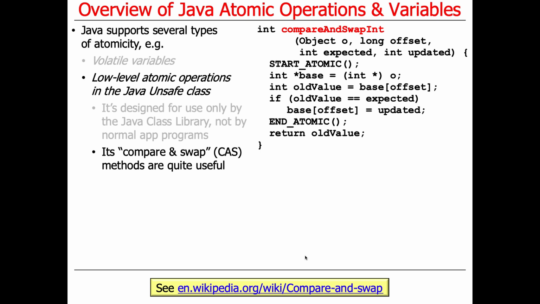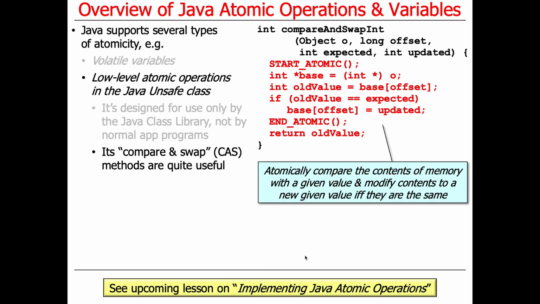So let's talk about what compare and swap does. If you look at it from a high level, it atomically compares the contents of memory with a given value and modifies the contents to a new given value if and only if they match. Now, what the heck is that about? So we'll break it down and look at it in more detail. And I'll do that in a minute.